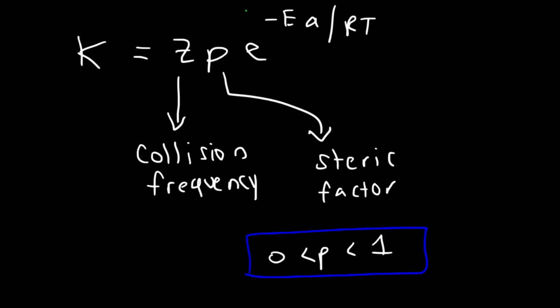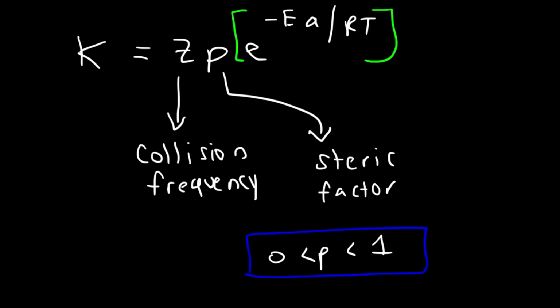Now this part, e, which is the inverse of the natural log function, raised to the negative Ea over RT, that represents the fraction of molecules that have sufficient energy to get the reaction going. So notice that it depends on temperature and activation energy.